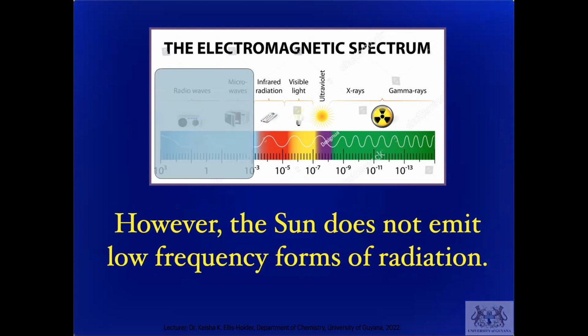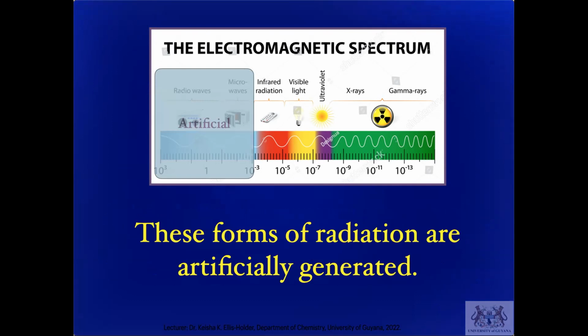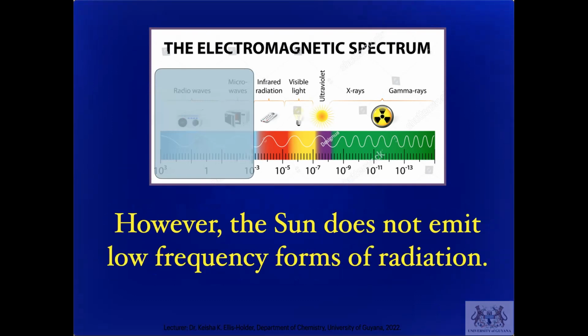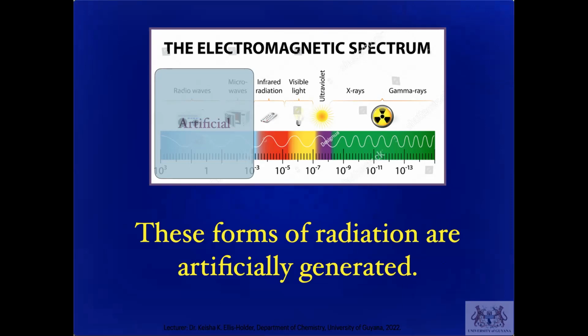So like I said before, on the left, what we have are our artificial sources of radiation. Right. So the sun does not emit low frequency forms of radiation. It tends to deliver radiation that is high in frequency. And our low frequency radiation bands that are present on the electromagnetic spectrum have been made available to us through inventions and innovations that have occurred over time.